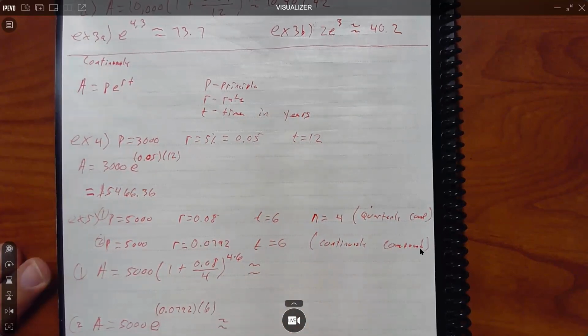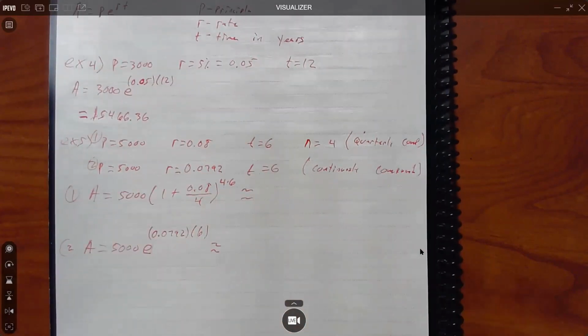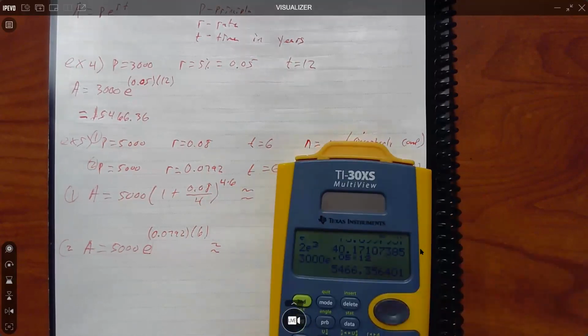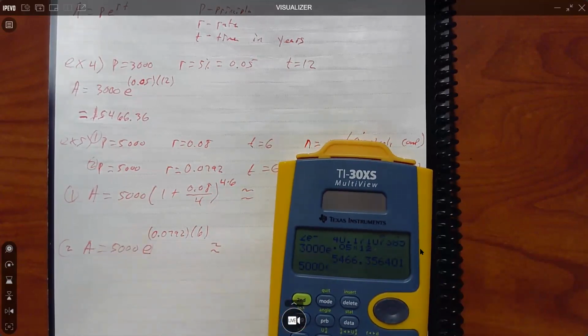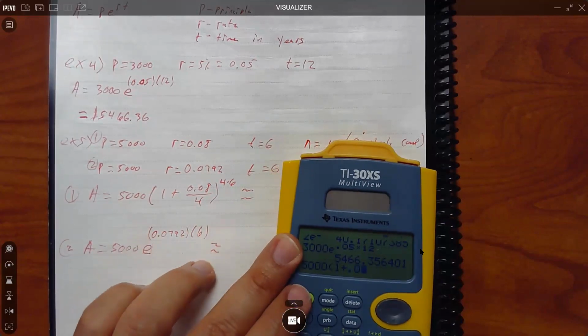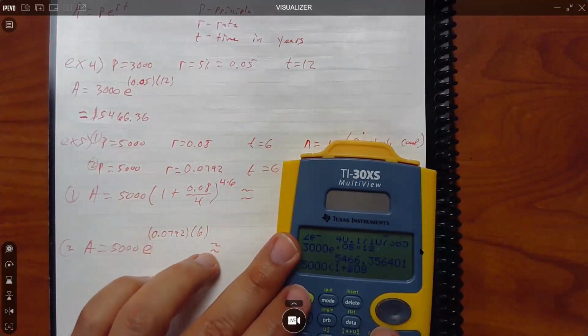So let's see which one is the better investment, right? One has a slightly higher rate, but it's only compounded 4 times a year. The other one has a lower rate, but it's continuously compounded. Let's see who wins here. It's the same amount of time, 6 years.